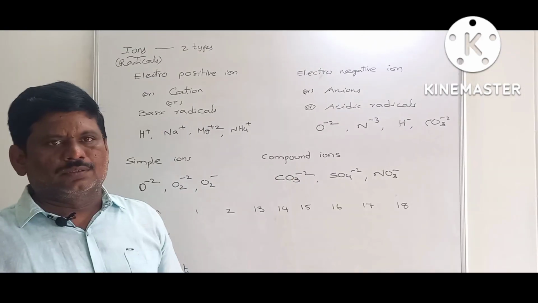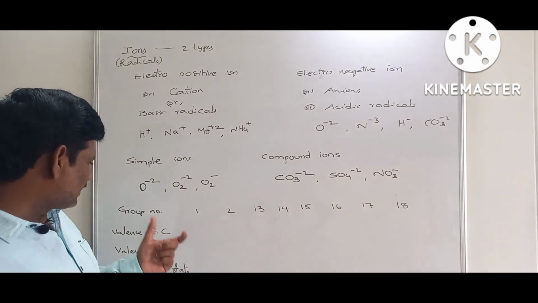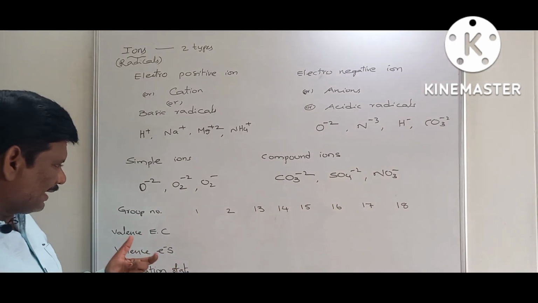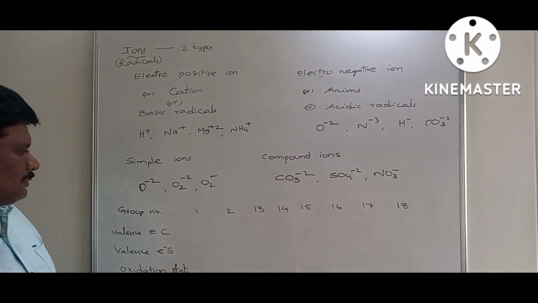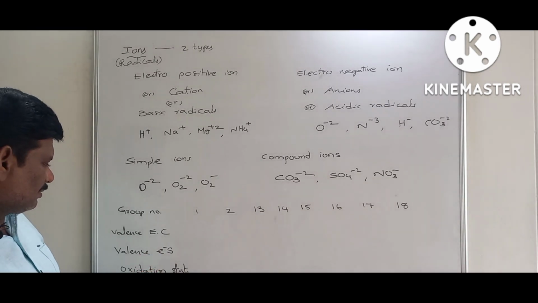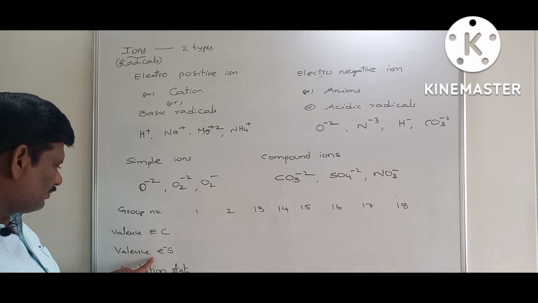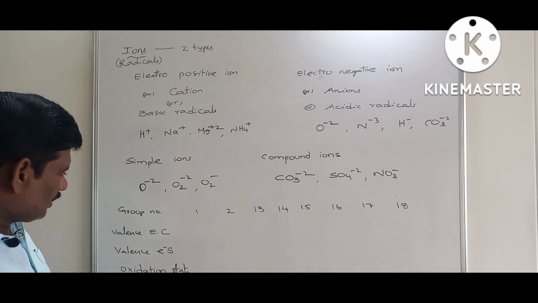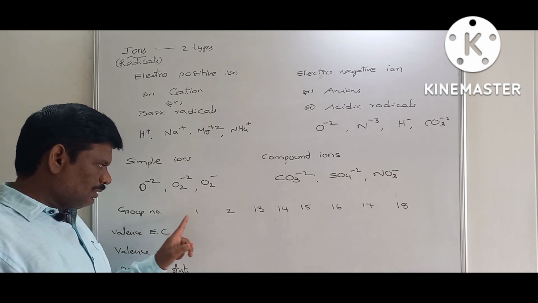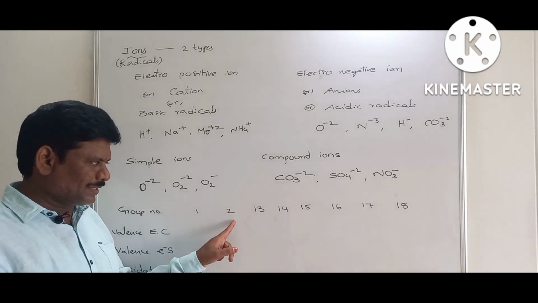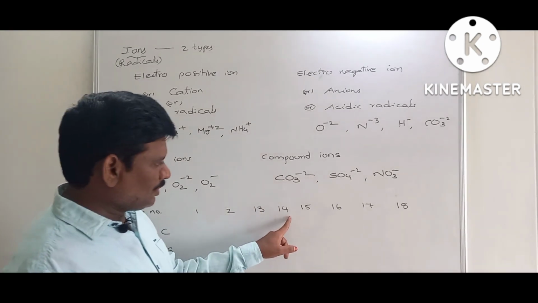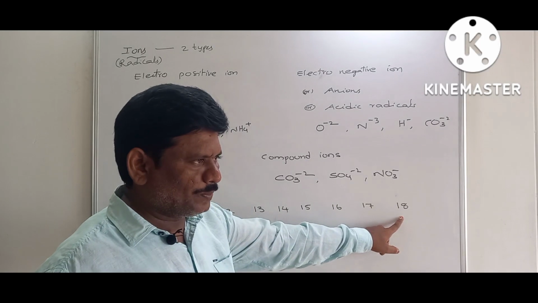Now we have to discuss the elements, how to get charges based on the valence electronic configuration and valence electrons. First of all, we already know the groups: first group elements, second group elements, 13th group elements, 14th, and so on up to 18th group elements.